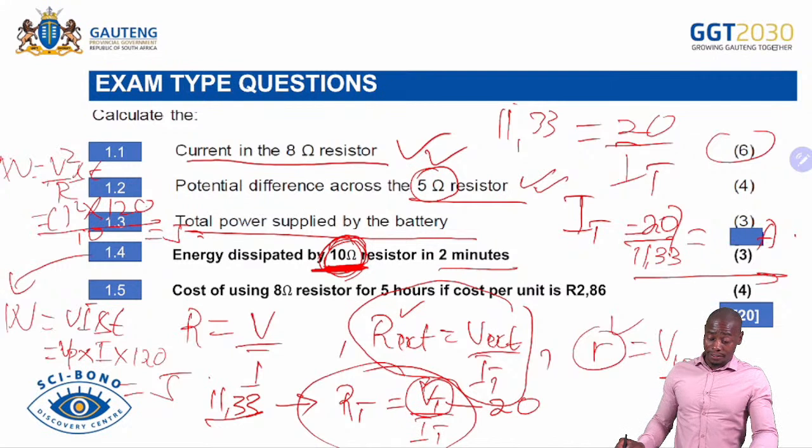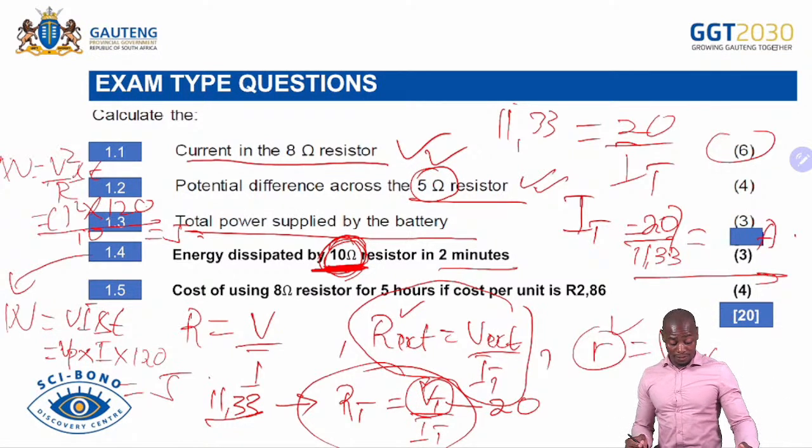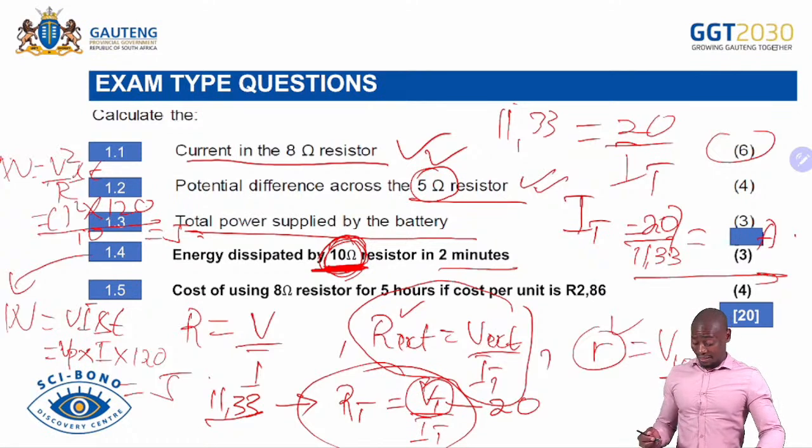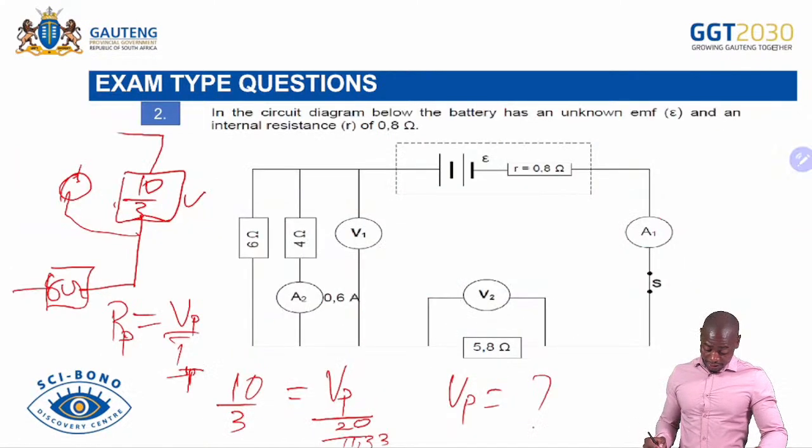Okay. Another equation, it will be work done equals I squared R change in T. So your I, it means that you will start by calculating the current that passes through that 10 ohm resistor. Then your R is 10 and then time is 120 seconds. So the equations, learners, they are there. All right? The equations are there.